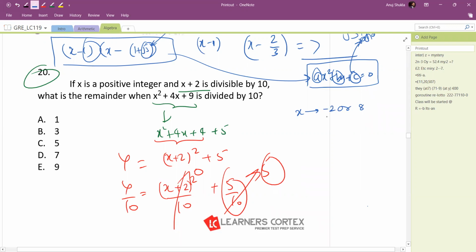So if you take -2 and put it in the main expression, x square plus 4x plus 9, it is 4 minus 8 plus 9. So 13 minus 8. 13 minus 8 is how much? 5. And then 5 divided by 10, what is the remainder? 5. If you want to go with 8 also, you can do it. It will be 8 square, that is 64, and then 32 plus 9. So this value is 105. 105 divided by 10 also will give you a remainder of 5.